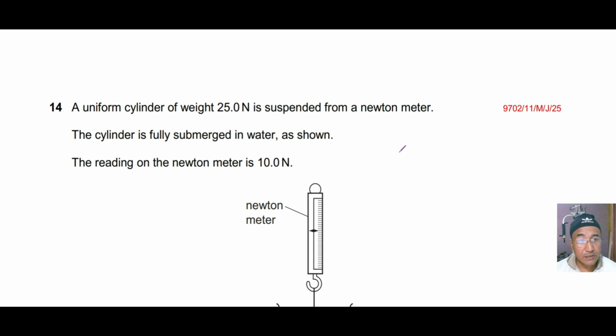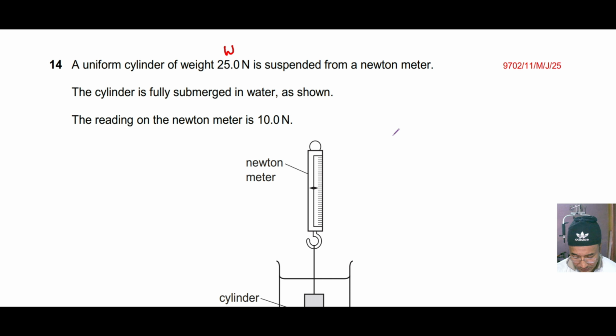So a uniform cylinder of weight 25.0 Newton is suspended from a Newton meter. So it is simply the weight of the stuff. The cylinder is fully submerged in water. Yes, of course. The reading on the Newton meter is 10 newtons. It means that this is the resultant force on the Newton meter, or let us say it is the resultant force on the material of the Newton meter.